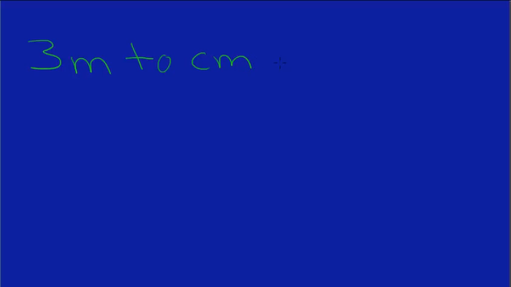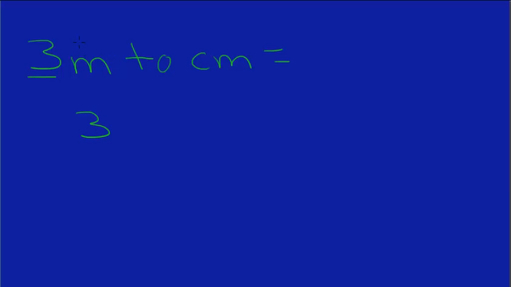I'm just going to use the abbreviations. Okay, equals. The first thing I have to do is come up here. This 3 is important. It's telling me what I'm converting. So I'm going to write that down here, 3. The next thing I want to look at: am I going larger to smaller or smaller to larger?